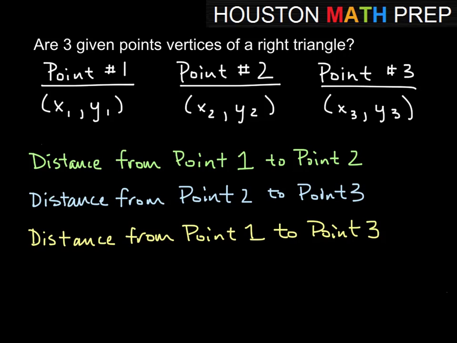So here I've just written down notation. I have 3 points, points 1, 2, and 3. I've called them x1, y1, x2, y2, and x3, y3. Pretty original, I know. And then think about if we have 3 points, there are 3 distances then.